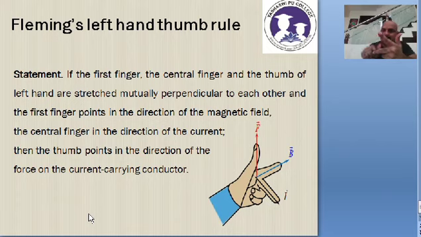Force, magnetic field, current. Father, mother, then comes child.